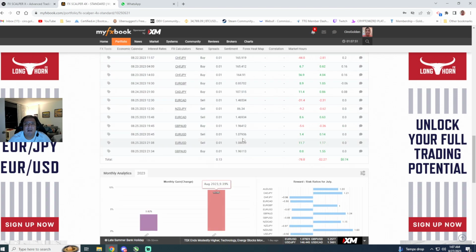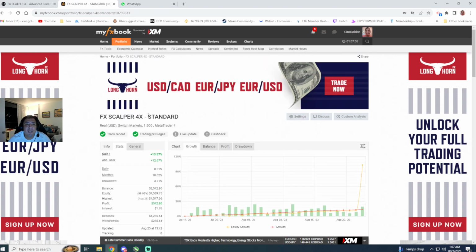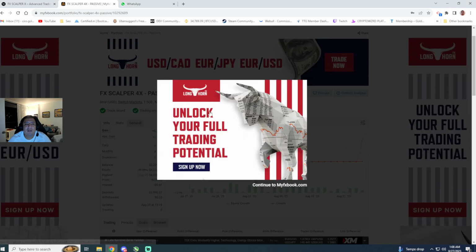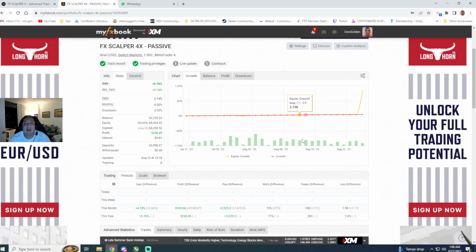So that is July for our FX Scalper Forex EA bot standard account, standard risk settings. Let's go over now our passive account that we have here. As you can see, our passive account, we are running half the amount of pairs. So we're running 6 pairs. Still the same leverage, 1 to 500. Still the same broker, Switch Markets. And our starting equity is around $4,000. We missed it by about 2,000, but I still say 4,000 because it's close enough.